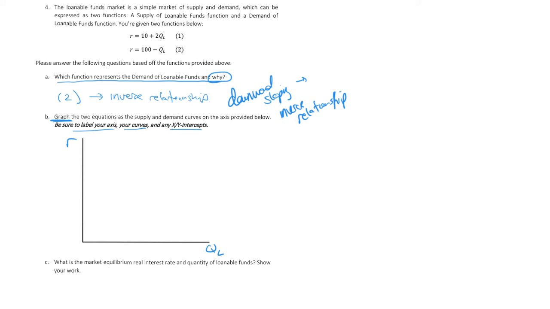So let's go ahead and start with the demand curve. I'm going to change this up a little bit. Let's go with a purple color. So let's look at the demand curve right here.